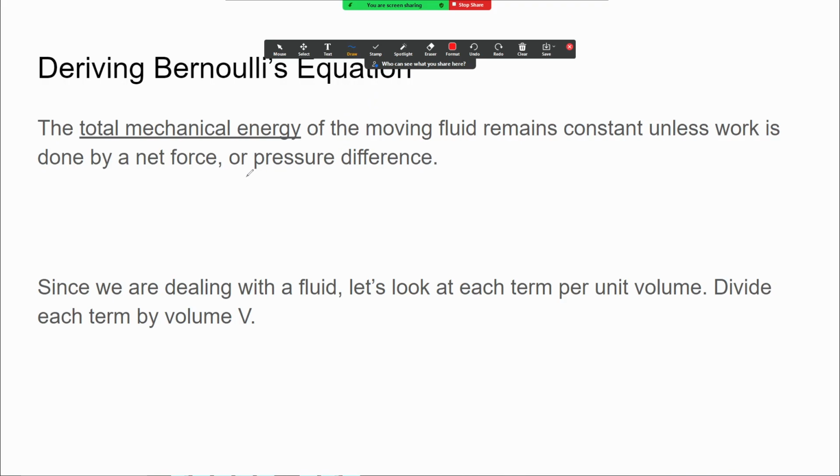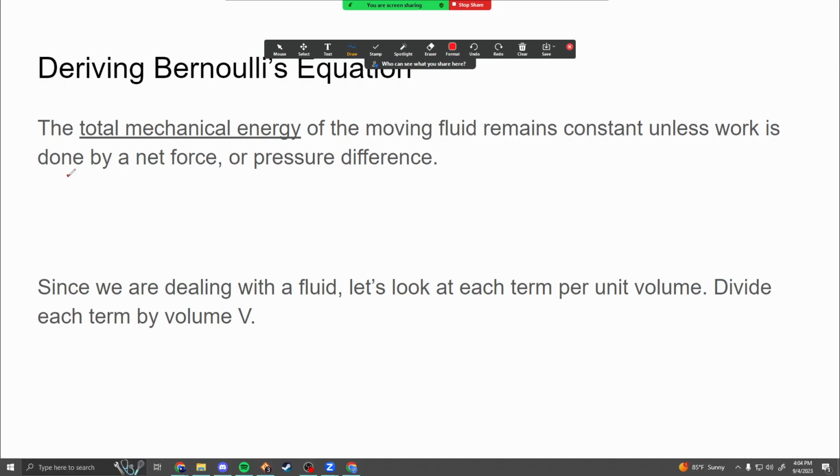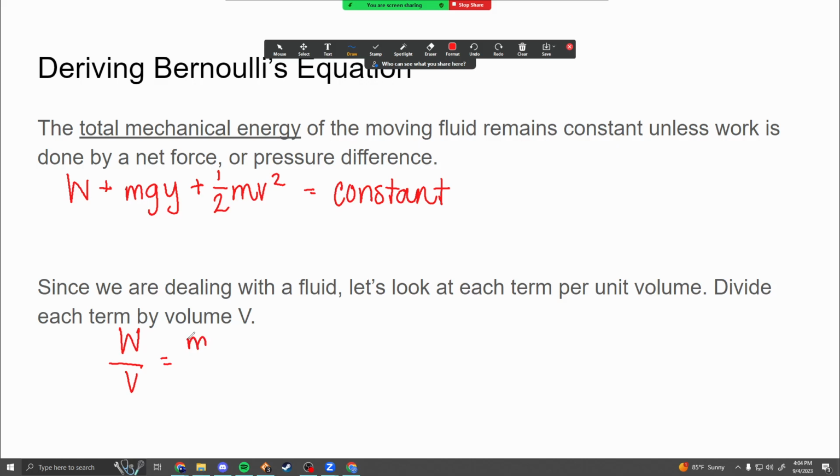Okay, so if we were to write this out, any external work plus gravitational potential energy plus kinetic energy is going to be constant. So we're looking at a fluid, so let's look at each term per unit volume. Again, this is a really big jump to just get used to thinking about this, but if we do that, it does make this a lot easier. Sorry, I didn't mean to put equals. I meant to put a plus sign here.